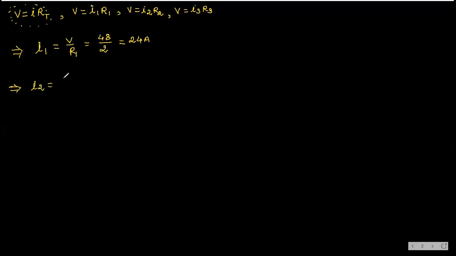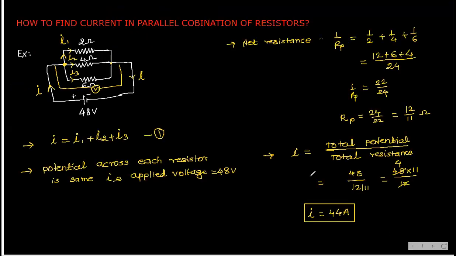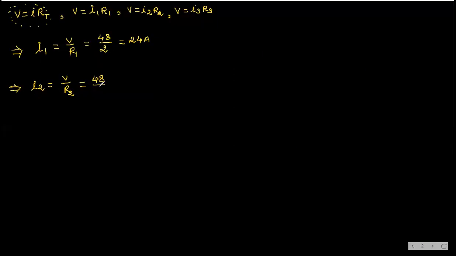I2 is P by R2. So this is 48, and R2 resistance is how much in the diagram? 4. So how much will it come? 12 ampere. Good. And I3, tell me the I3 formula. P by R3, which is equal to 48 by 6. Then 8 ampere.